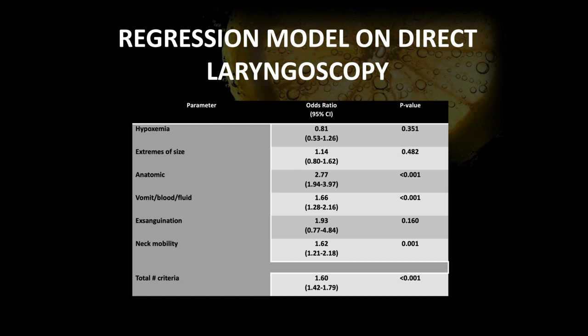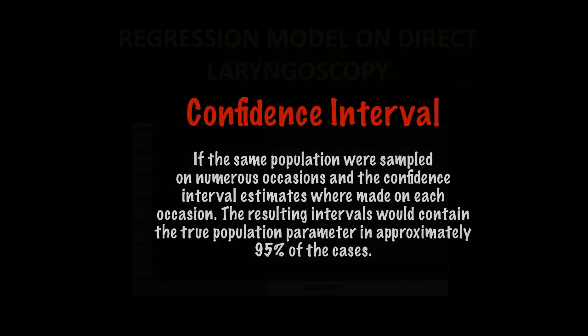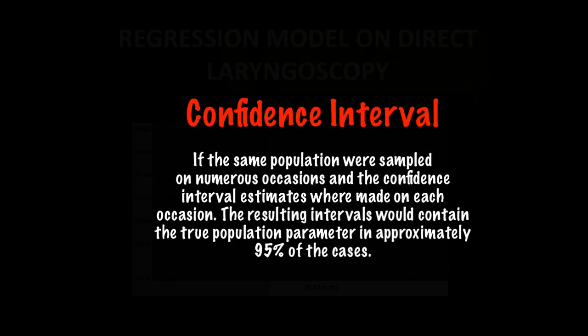An odds ratio, guys, again, we want to make sure we understand that the 95% confidence interval is the key. That's always going to be the standard. And really that ratio is looking at if the same population were sampled on numerous occasions and a confidence interval estimate was made on each occasion, the results and the intervals would contain the true population parameter in approximately 95% of the cases, assuming there was no bias.